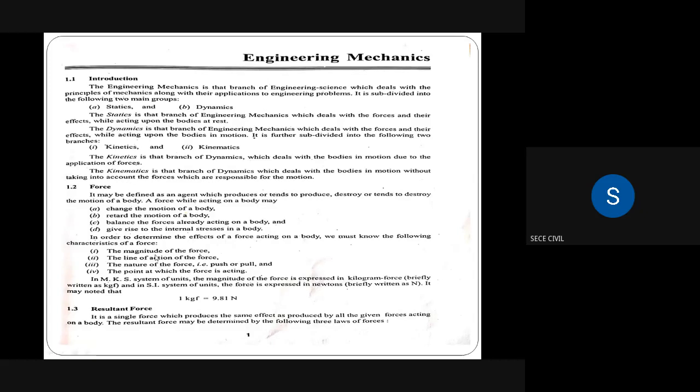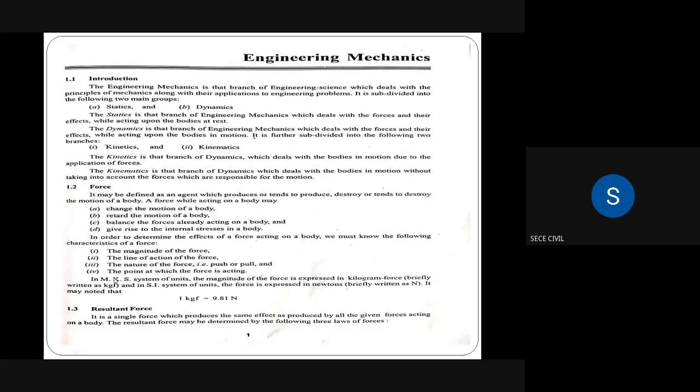Okay, so there are four characteristics. The first one, the magnitude of the force. Magnitude means the value only, how much force we are applying. Then the line of action of the force, whether we are acting in the same line of action in which the force is already acting, or in the opposite direction. Then the nature of the force, whether we are applying compressive force or tensile force. Then the point at which the force is acting. So these are the characteristics of forces.